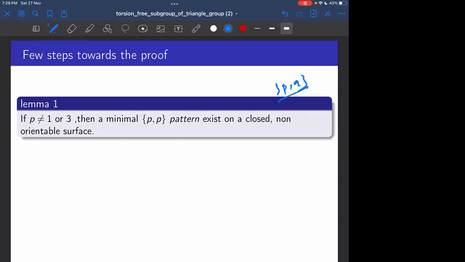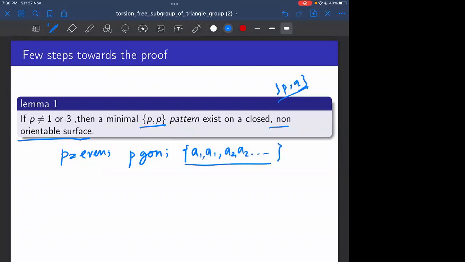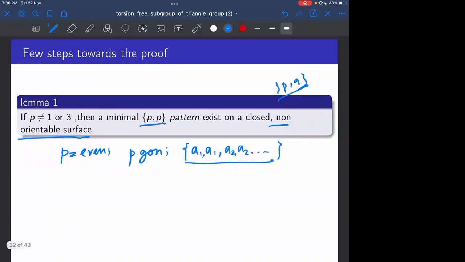So for the non-orientable surfaces, it works if the pattern is PP. How will it work? If P is even, then we can just consider a P-gon and identify the edges like this. Then we'll get a non-orientable PP pattern.